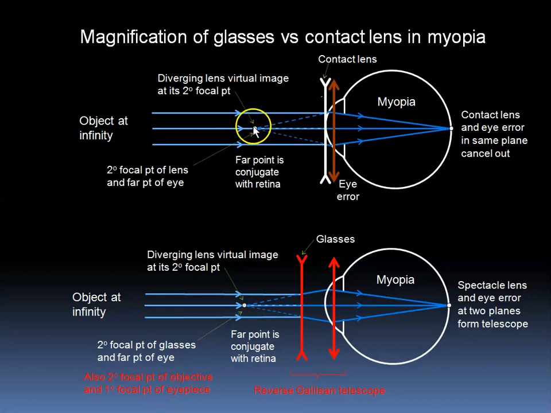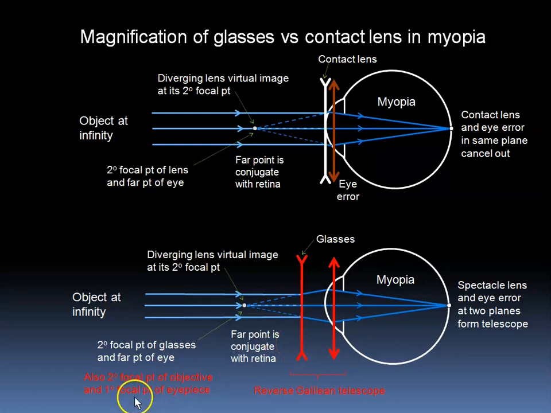As long as the image is at the secondary focal point of the correcting lens, and this secondary focal point is also the far point of the eye, this point will be conjugate with the retina and the image will be clear. While these two setups are equivalent for clarity for distance vision, they are not necessarily equivalent for objects that are close by.